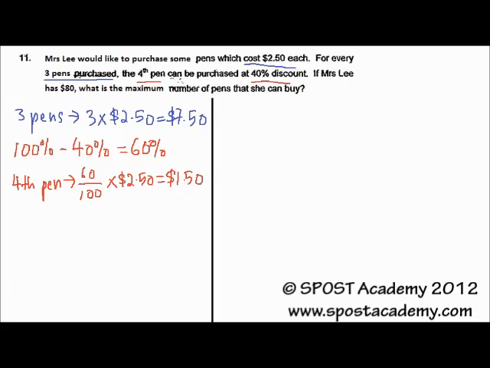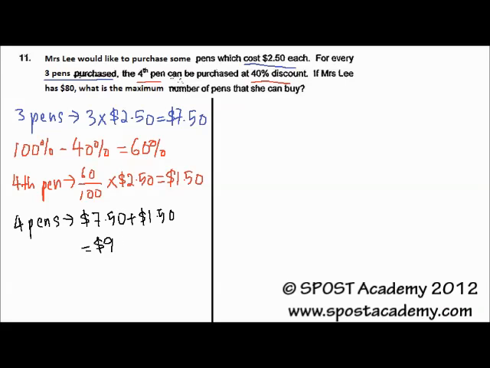and that will give us $1.50. Meaning that for every 4 pens that Mrs. Lee buys, she would need to pay only $7.50 plus $1.50. That's equivalent to $9.